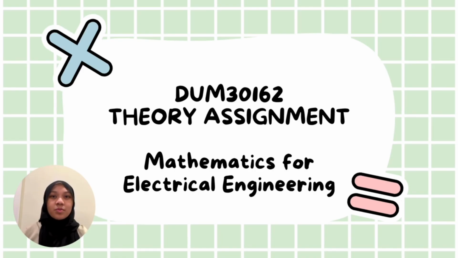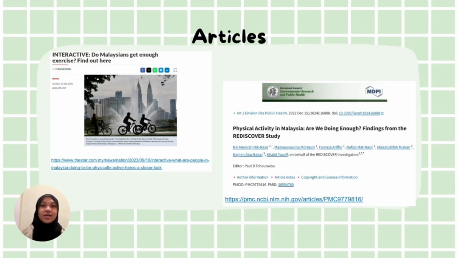Today I will be presenting the theory assignment for DUM 30162 Mathematics for Electrical Engineering. Here are the articles that we have chosen as our problem. First of all, "Do Malaysians get enough exercise from the start, and are we doing enough physical activity in Malaysia", from the International Journal of Environmental Research and Public Health.